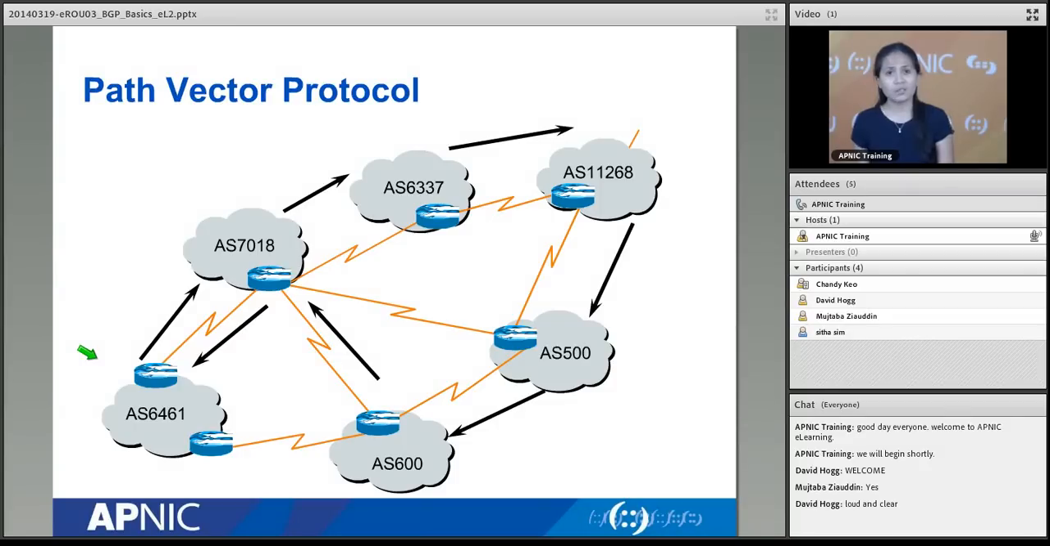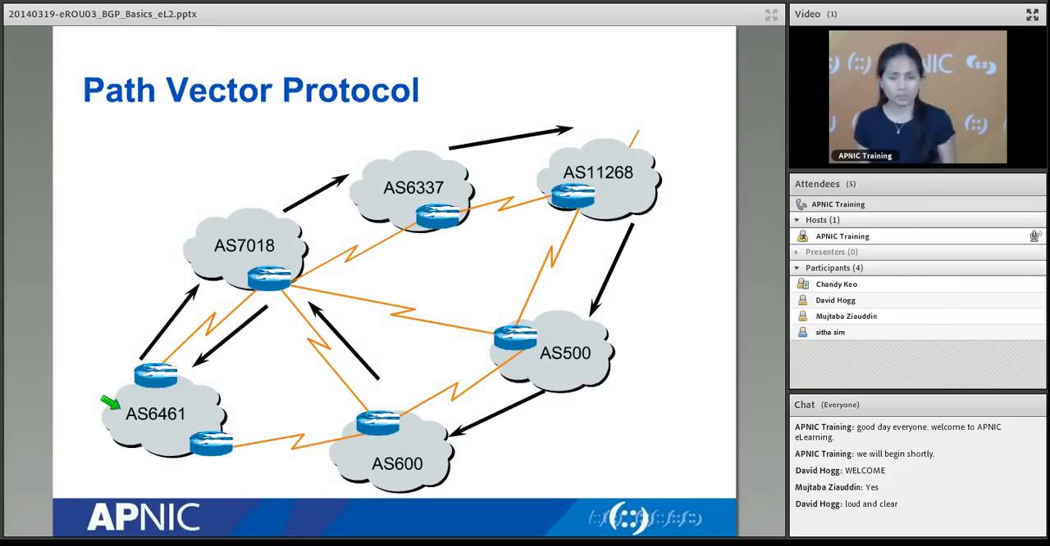Now, an autonomous system, of course, is a well-defined set of networks that has two features. One is it's normally under the same administrative control, and the next one is it should have the same policy all throughout. Okay, so in this case, we have defined 6 autonomous systems. An AS is defined by a unique number called an autonomous system number, or ASN. So that's why you see different ASNs here: AS6461, 7018, 11268. They are all autonomous system numbers.